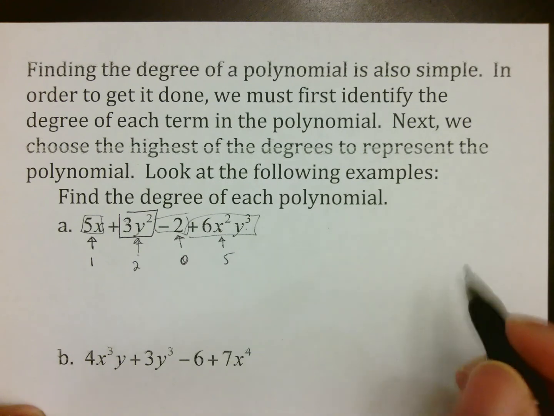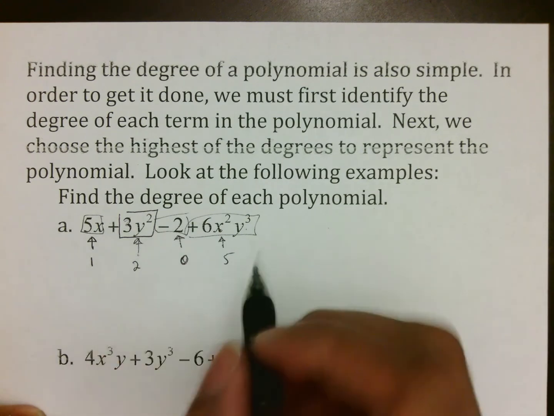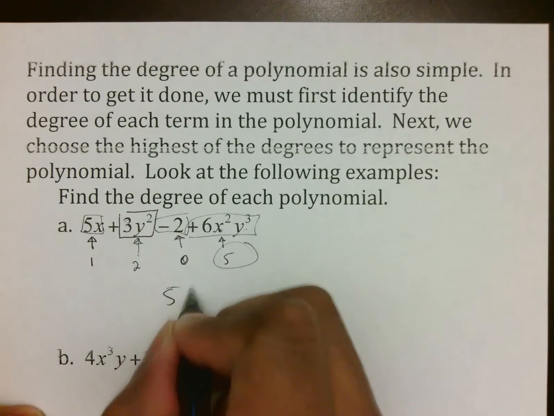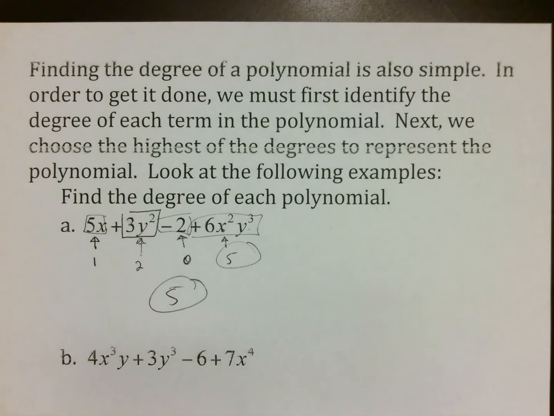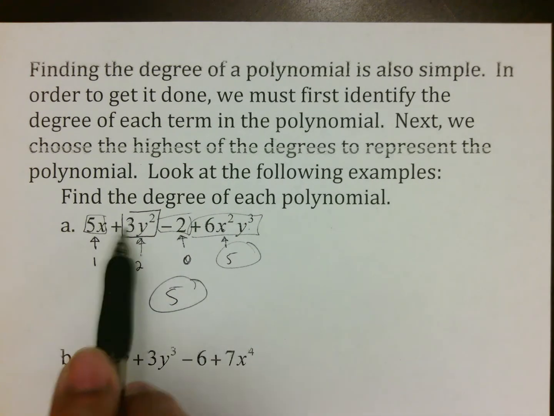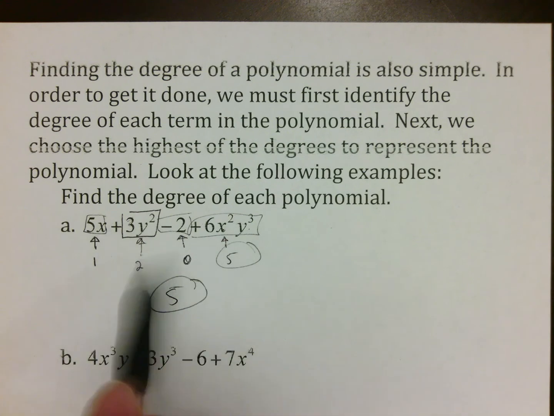And again, all you have to do is pick the biggest number. Do not add them. Do not do anything else, but recognize the highest number. Overall, the degree of this would be 5. Again, if you're looking for the degree of a group of terms, simply pick the highest number to represent it. Alright?